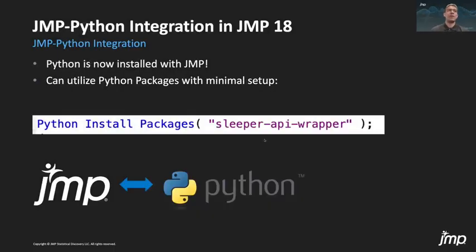Well, now is a perfect time to talk to you about JMP's new Python integration in JMP 18. So now with JMP 18, Python is installed with JMP. So we can utilize Python packages with extremely minimal setup. So with those classes that I showed you before from Sleeper that were inspired by Python classes, instead of building the classes and the method definitions ourselves, we can just install the Python package using that line of script you see here and interact with Python in order to bring the data into JMP.